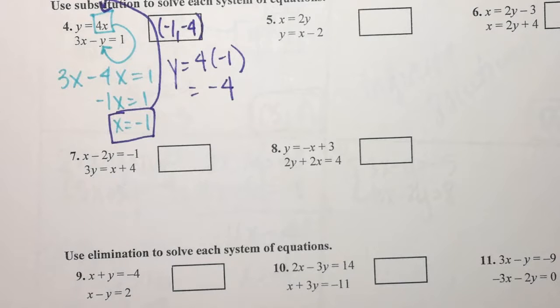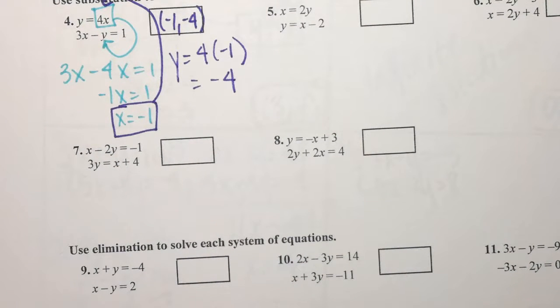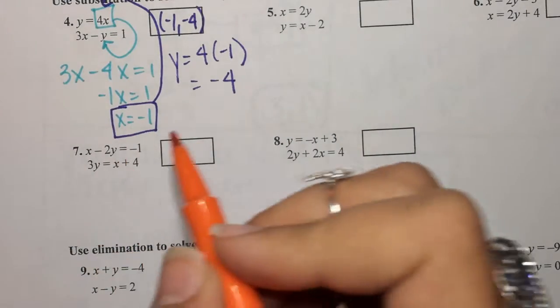Number 7. Does number 7 have a variable by itself? No. But can we solve this top one for x? Or could we manipulate it to eliminate? Do y'all want to substitute or do you want to eliminate? It doesn't matter. Eliminate.